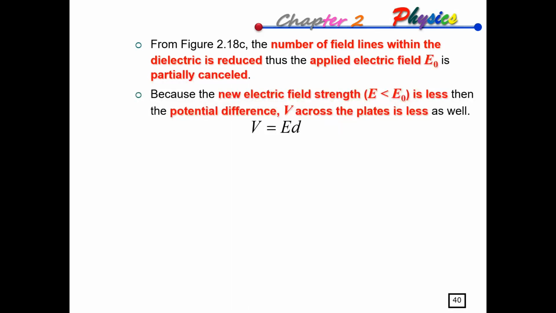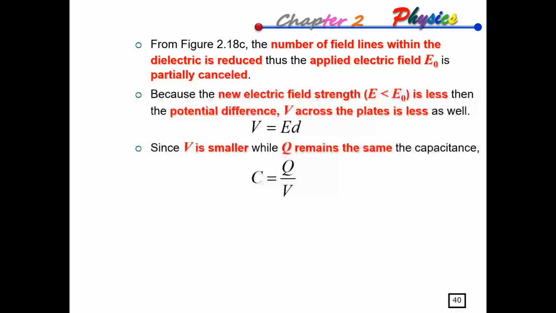E is lesser when we insert the dielectric between the plates, so the potential difference also becomes less. This is from the formula V equals E D, where V is directly proportional to E. From C equals Q over V, when V is smaller, with Q constant or remaining the same, the capacitance C is increased by the dielectric. This is the main effect when a dielectric is inserted between the plates of the capacitor. It will increase the capacitance of the capacitor.